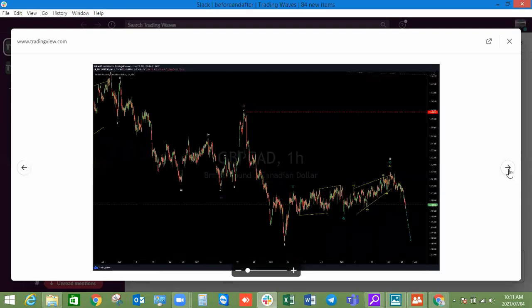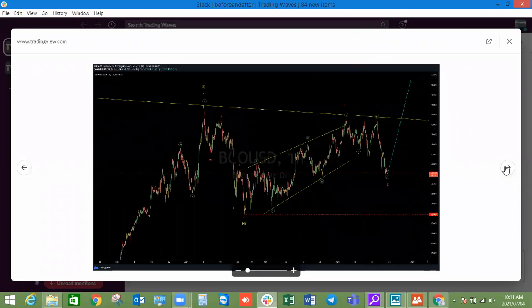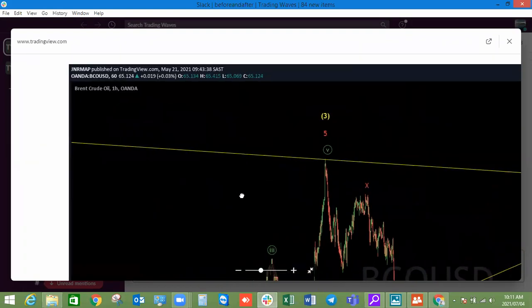You'll see the update for this week as well. That is Pound CAD. It went up to the blue box, and as you can see here, it went up and came down as expected. We are now on a downtrend. It gave another entry.